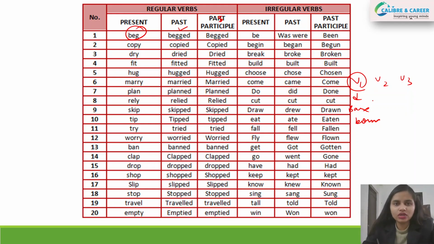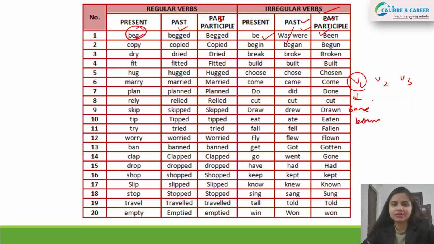When I'm talking about regular verbs, they basically end with ed or d. If I talk about irregular verbs, that means the past and past participle forms, the second and third forms, are different. So when I say be in the present, in past it will be was, were or been.